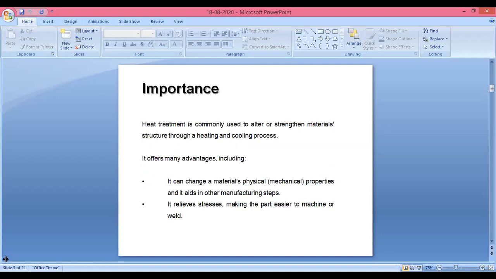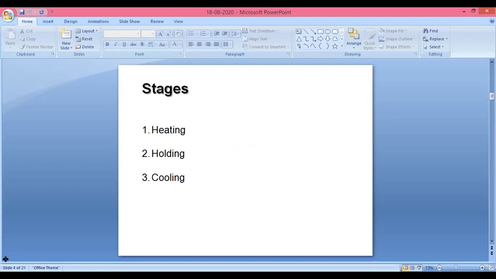The importance of heat treatment is to modify the mechanical properties of materials and to relieve the internal stresses developed due to cold working process. The stages involved in any kind of heat treatment process are heating to above recrystallization temperature in general and holding at that temperature for some time, which is called soaking, and then cooling.